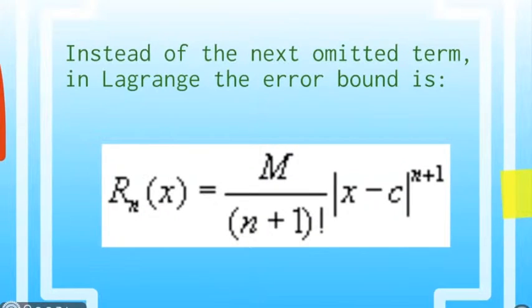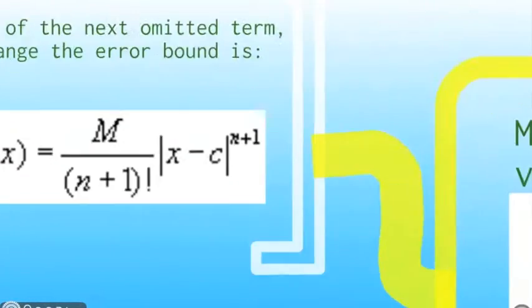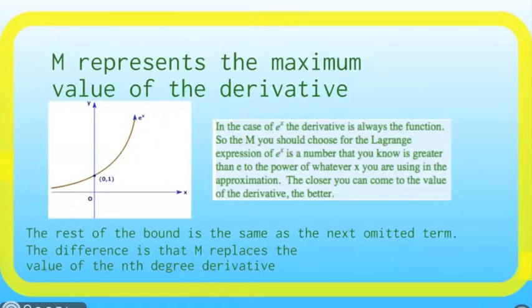Lagrange error bound is different from the next omitted term, but only because the value of the derivative of the next degree is replaced by M. M allows the error bound to account for more of the truncated values and increases the accuracy of the bound.